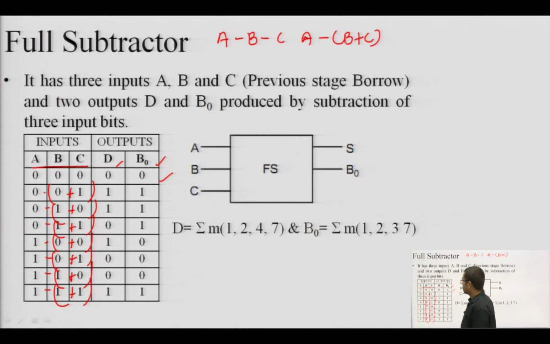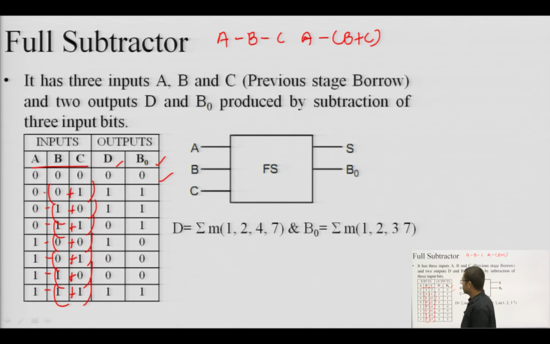This one will be subtracted from this one. So, 1 minus 1 will be equal to 0 with borrow 0. So, ultimately my difference is coming out to be 0. So, this is 0 written here and this is my B naught.